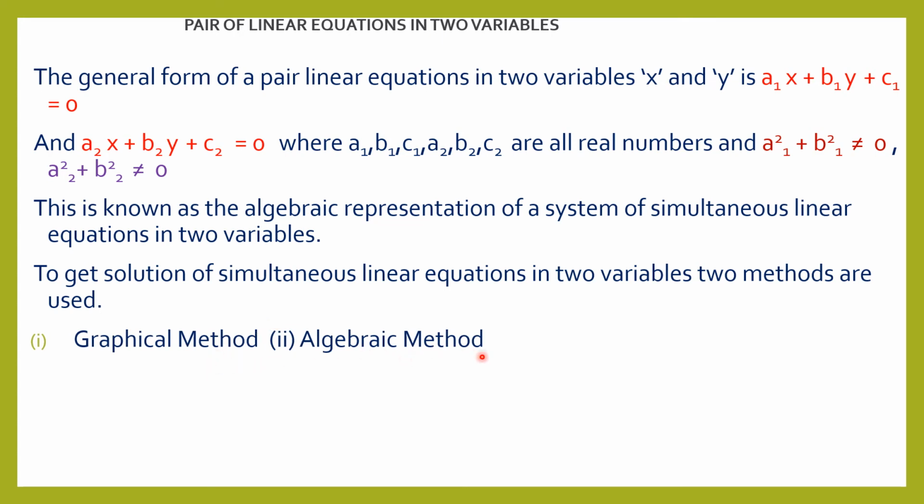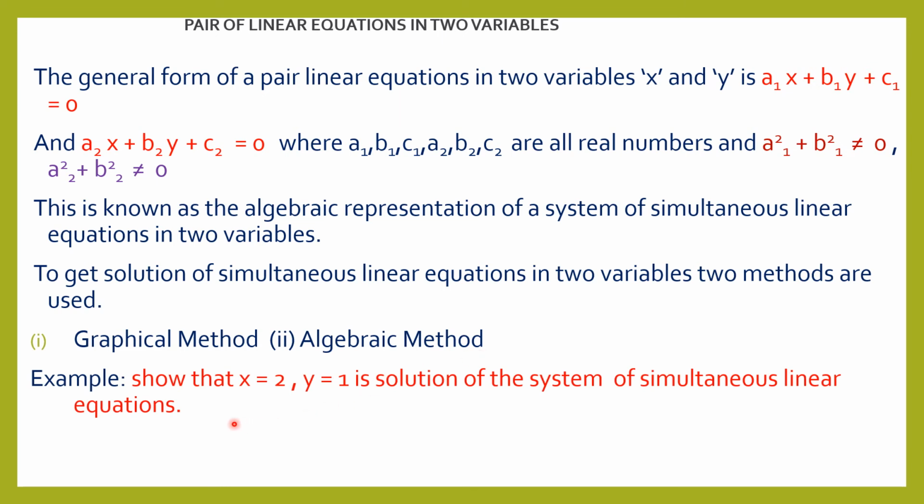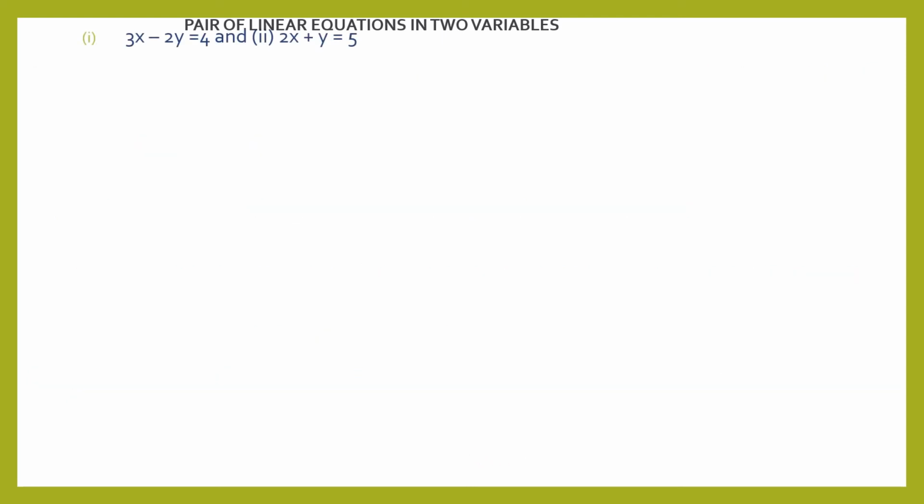Okay. Now example. Show that x equals 2, y equals 1 is a solution of the system of simultaneous linear equations. What is the given condition? So that x equals 2, y equals 1 is a solution of the system of simultaneous linear equations. So what are the given equations? 3x minus 2y equals 4 and 2x plus y equals 5. These two are the given equations.